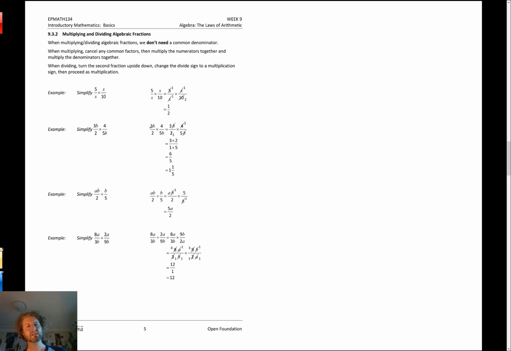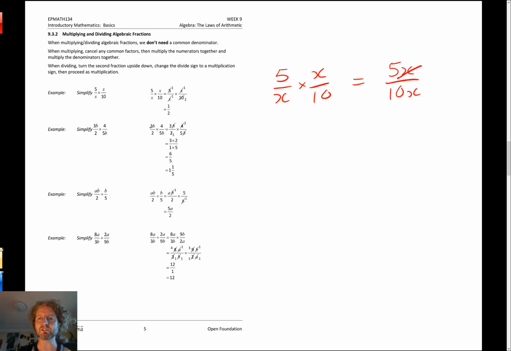Now multiplying and dividing. They're the nicer ones. And I've written it out with crossing and that, but it's a lot better to watch it live than watch it already typed up. 5 on x times x on 10. Now, first rule of multiplication was, if you want, you can just multiply them out. You can just say, I'm just going to do 5 times x, and I'm going to do 10 times x, which is 10x. And then you might say, well, I've got an x on top and x on the bottom, they can cancel. And I've got 1 5 here and 2 5s here, so I've got myself a half.